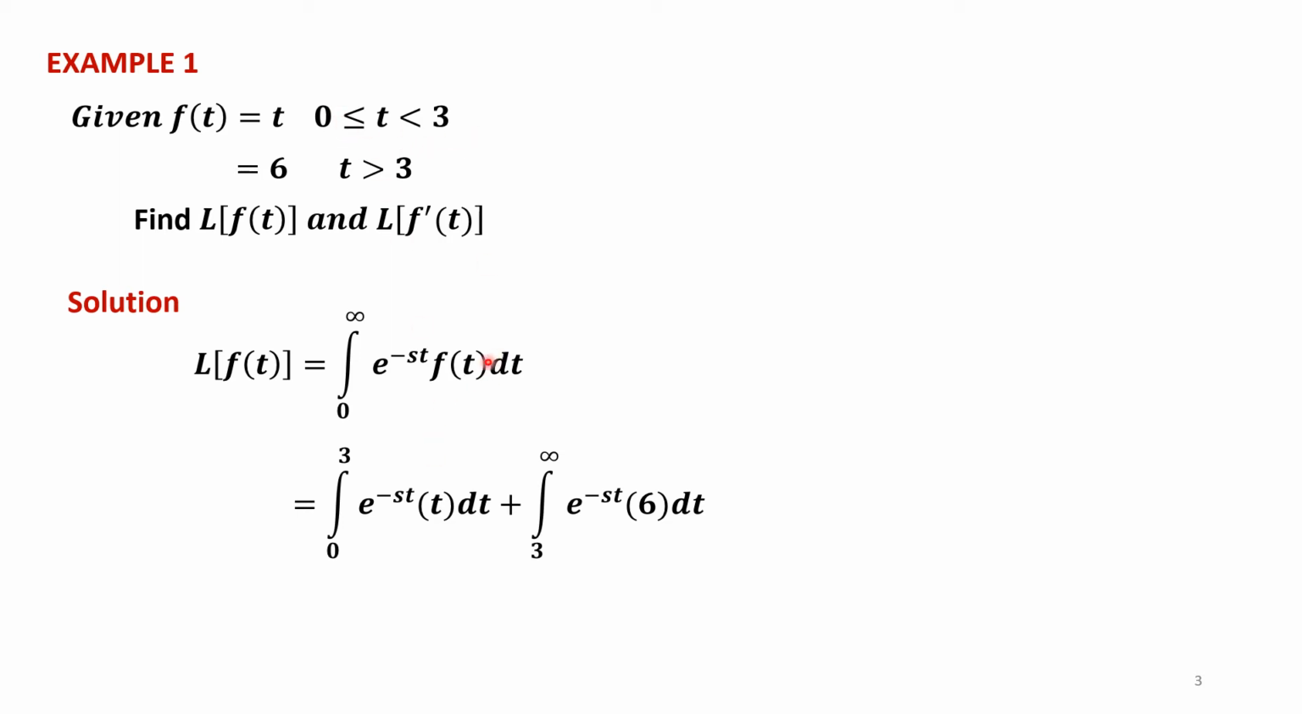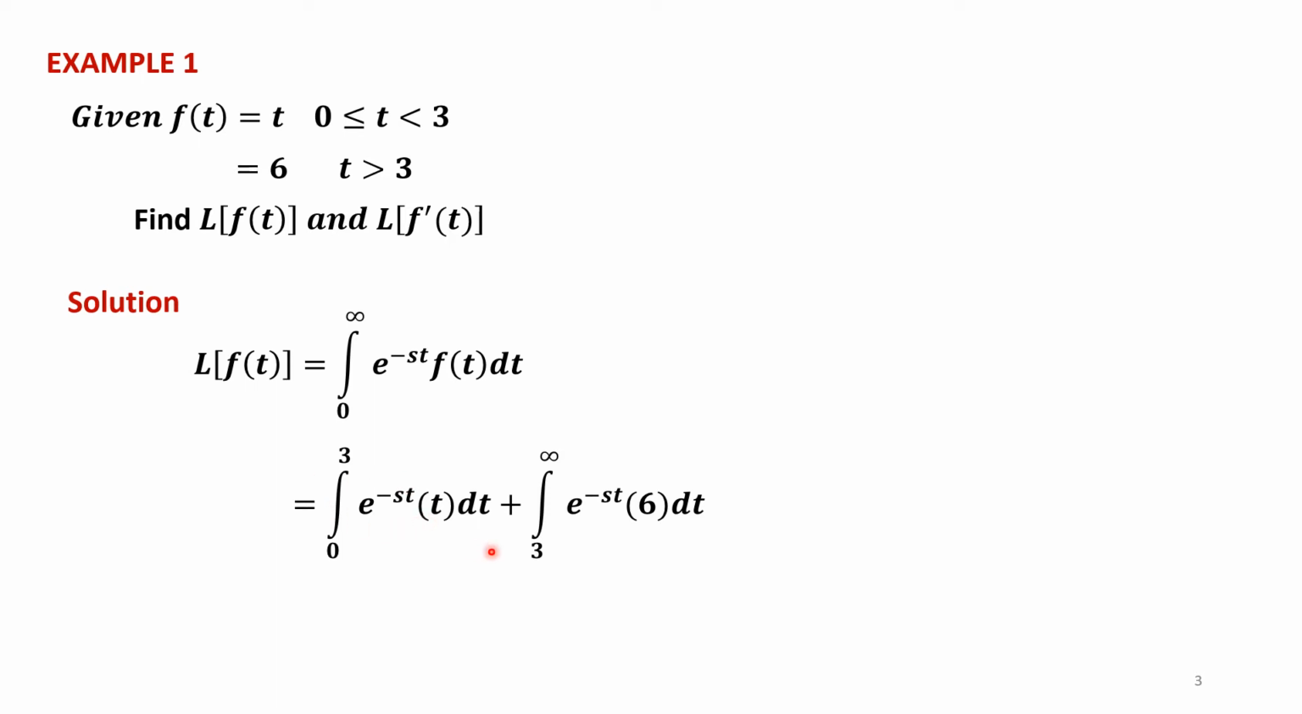In 0 to 3, f of t is t. So instead of f of t, I will replace it by t here. And in 3 to infinity, f of t is equal to 6. So we have 2 functions which are to be integrated. To integrate the first function, since there are 2 functions of t, we will integrate by using the integration by parts formula. And the second one, 6 can be taken outside, so e raised to minus st can be integrated directly.